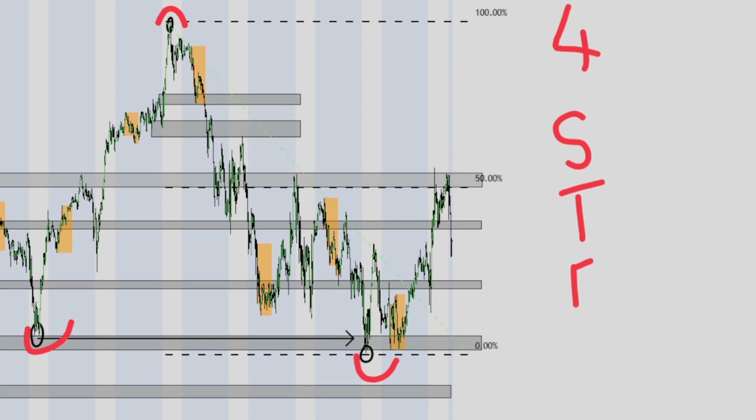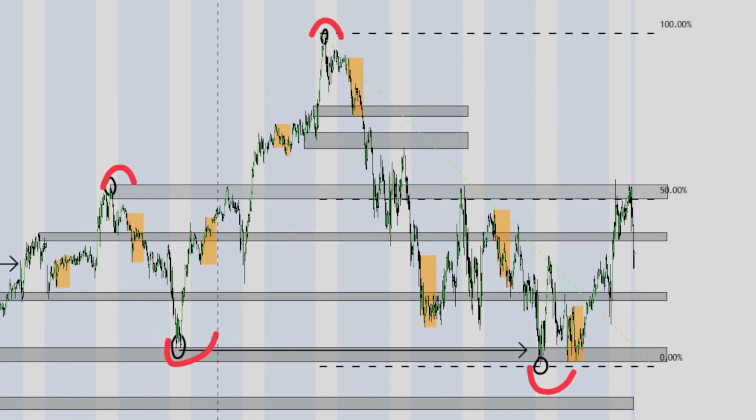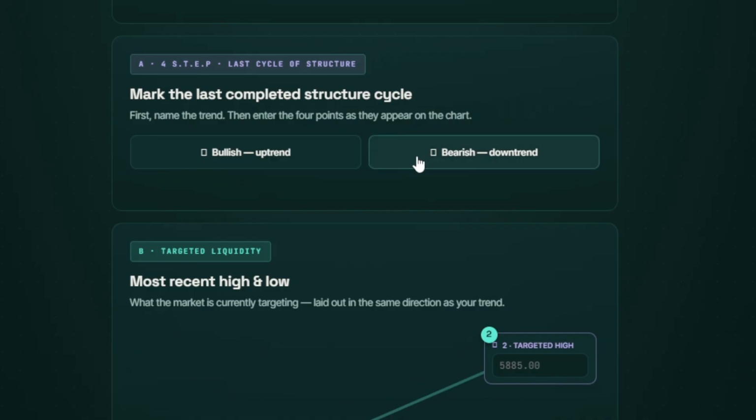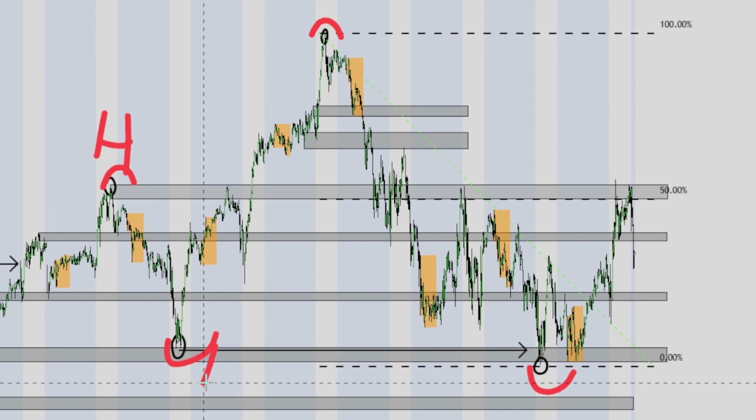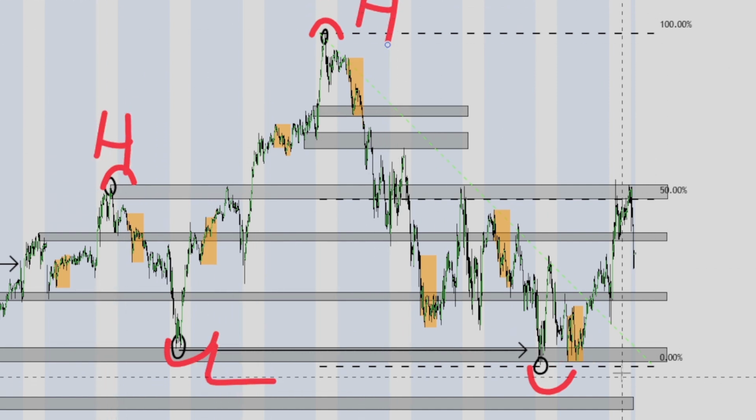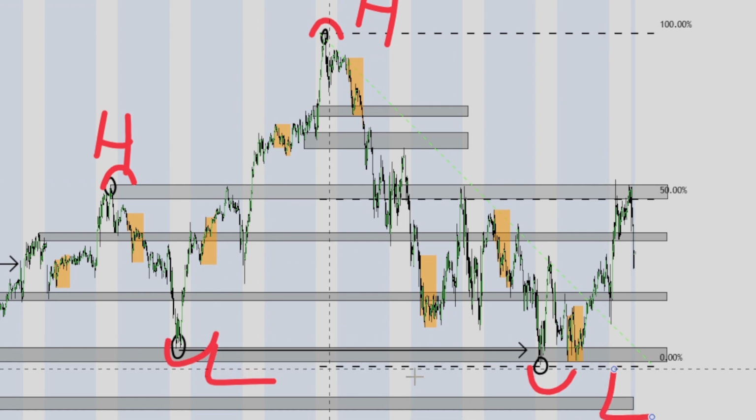Okay, so let's quickly break through this. Are we in a bullish or bearish trend? How I define this is a very simple way. What we can see here is the last structural break was here. We had a high, a low, a high, then a low down here. This was the last low that got broken.